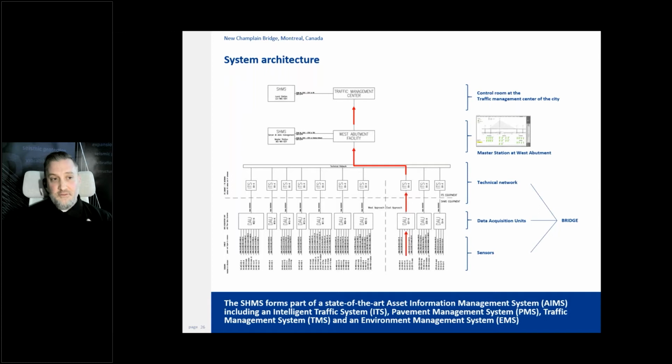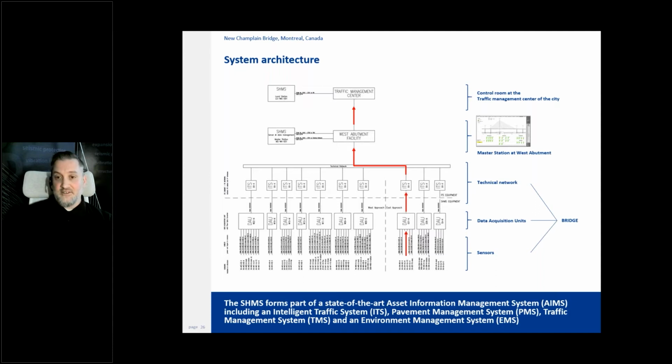In terms of the system architecture of the new Champlain Bridge, this is a graphical representation, but basically that entire bottom row, we can start from the bottom up. The bottom row would all be sensors. Each little vertical line represents a single sensor. These gather in the data acquisition units, which is the second row, then through a technical network into the master station at the west abutment.